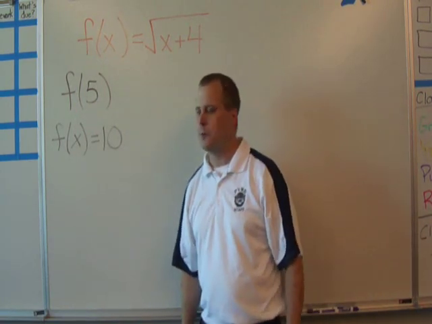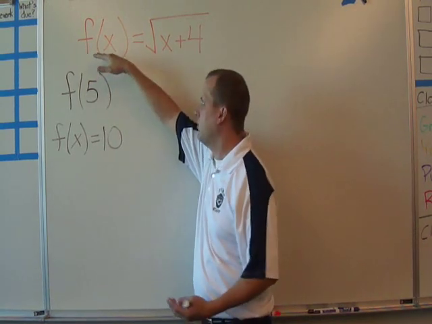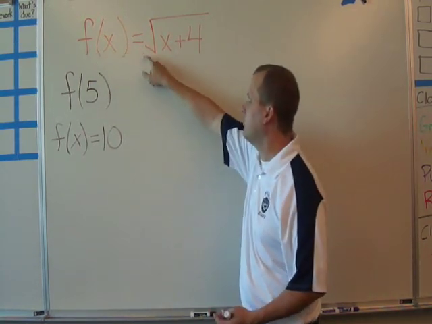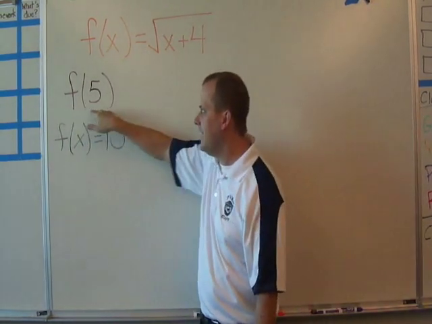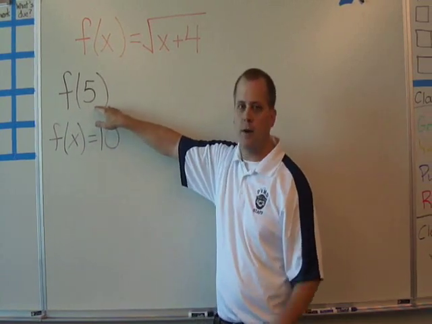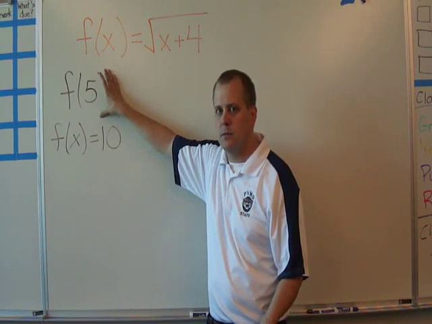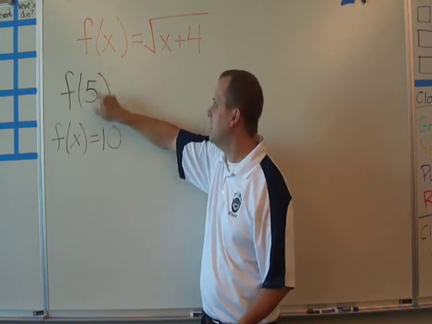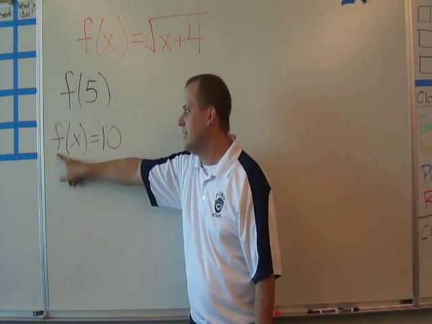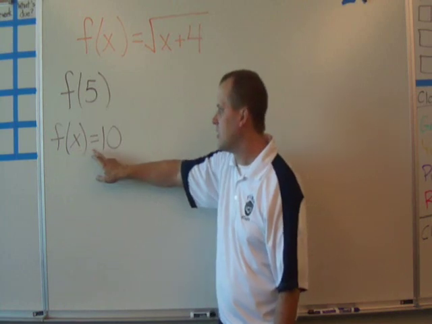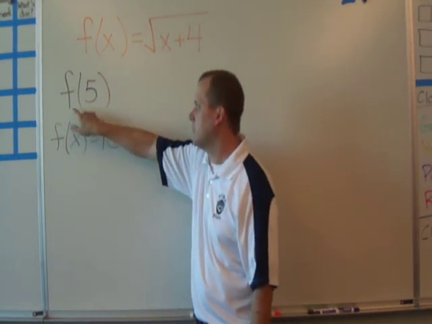Here's what I'm going to do. I'm just going to think of this as y. So what I basically have is y is equal to the square root of x plus 4. And when I look at this, the function of 5, basically what this is, it's just x. So what I need to do is just sub this in for x. Now, when I get down here and it says, what's the function of x when this equals 10? We'll get to that in just a second. But let's do this first problem first, okay?